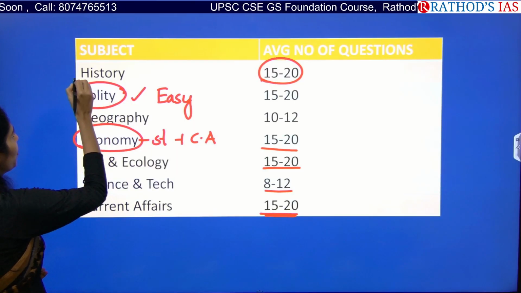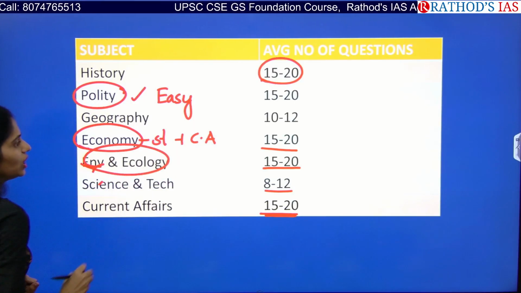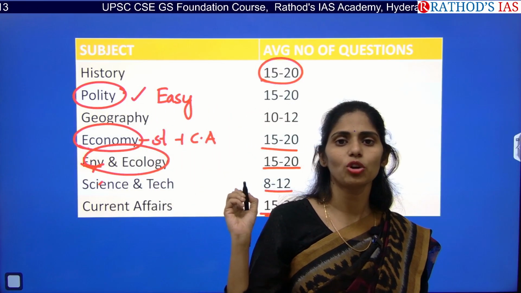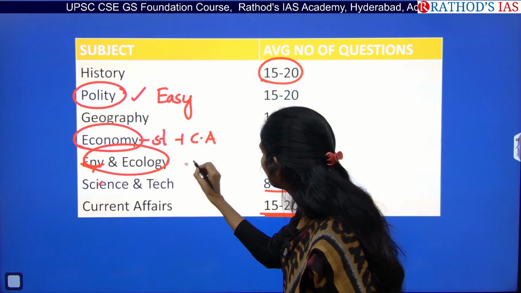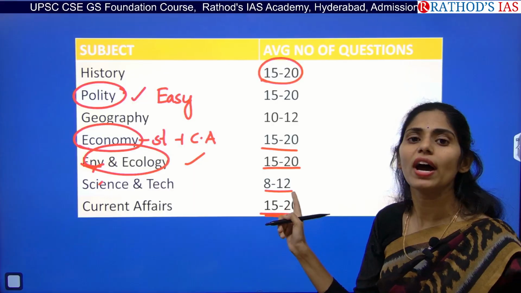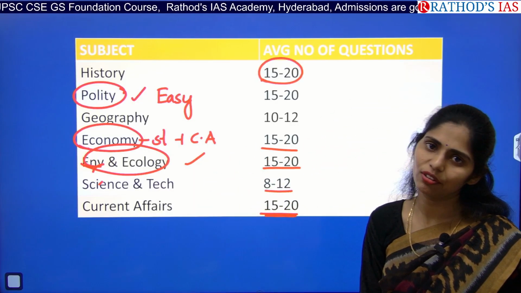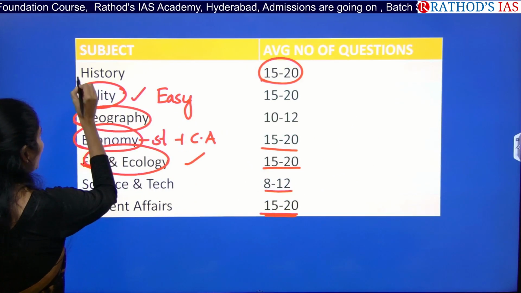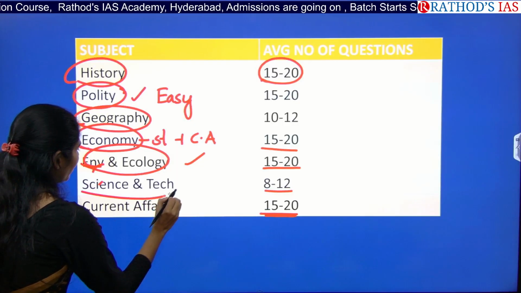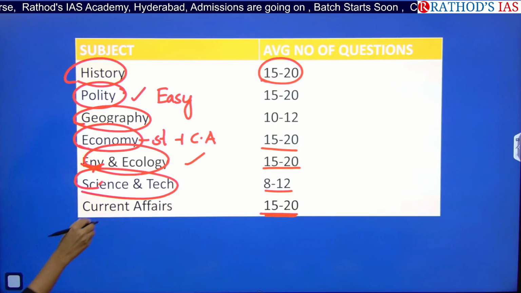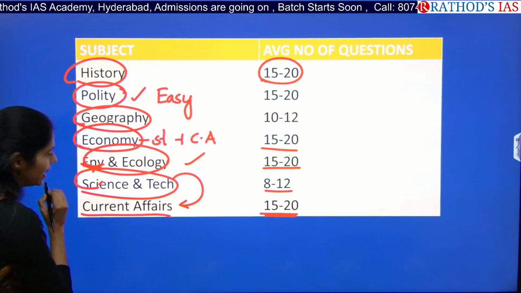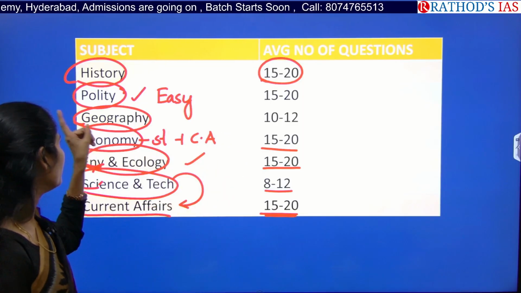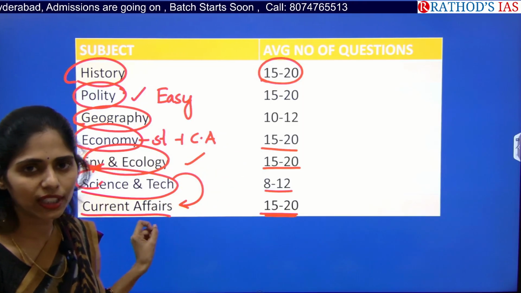Next, give priority to environment and ecology. Why? Because the Indian Forest Service also uses the same common prelims test, so there is a huge number of questions from environment and ecology. Later, you give priority to geography and history. And the least priority goes to science and technology, because most of it will be covered under current affairs itself. So you will get most of the questions from these core subjects along with current affairs.